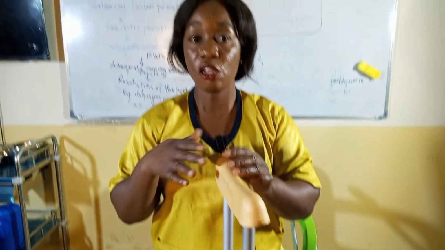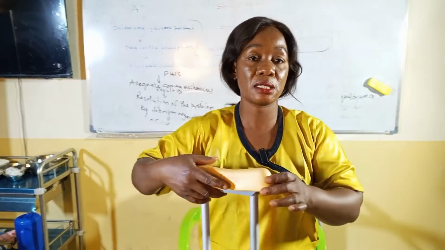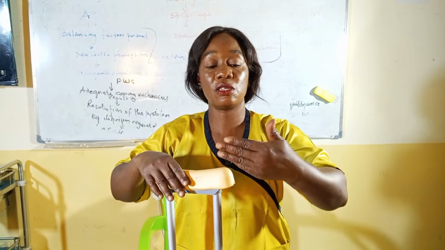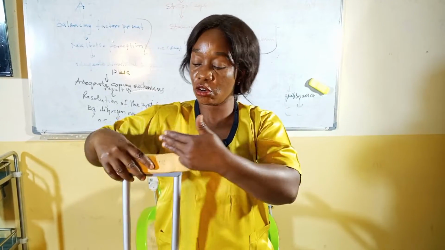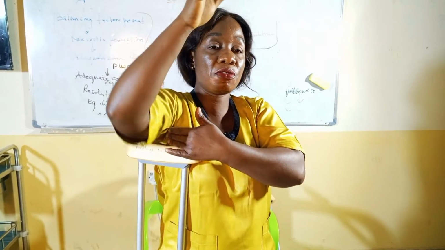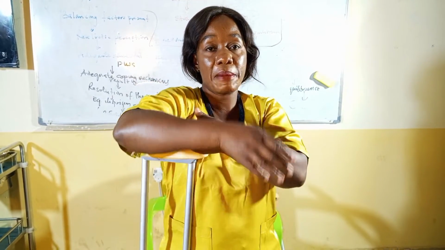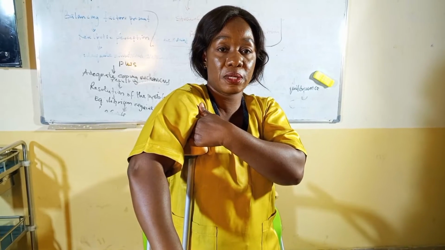So remember, when you want to teach the patient how to use crutches, make sure that three fingers can go in comfortably between the crutches and the patient's arm. These three fingers, make sure that they can go in comfortably.